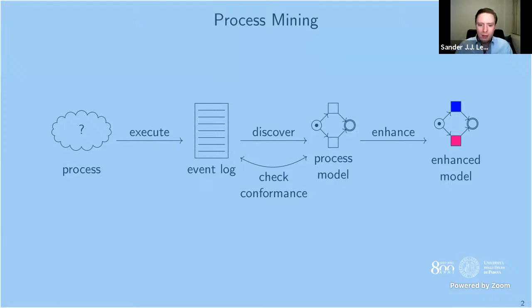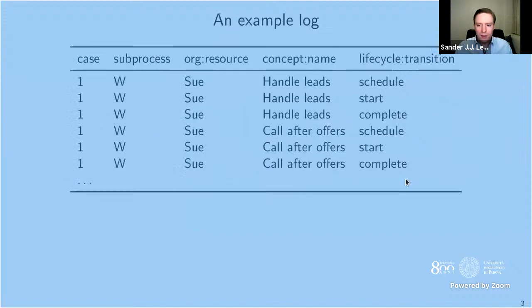Now let's look at an example of an event log. This is a very small example, and we see, as usual, every row is an event and every column is an attribute. Typically, if we look at control flow for process discovery, then one column is used, and very often that is the concept name column. However, this has a few downsides.